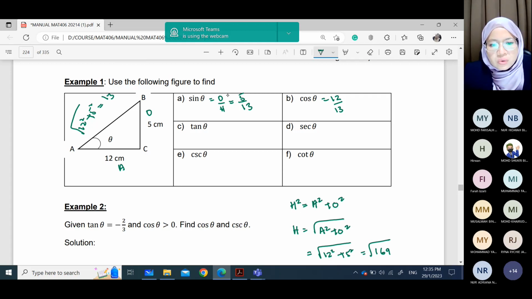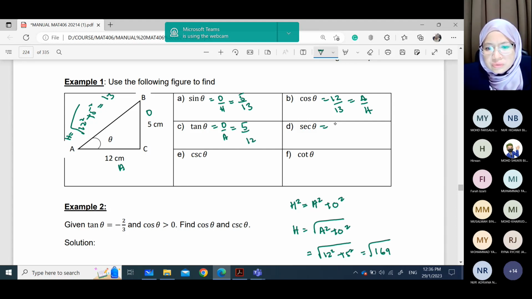Jadi sin theta is O over H. Opposite divided by H. So ini adalah H, 5 over 13. So cosine theta is about adjacent over hypotenuse. Untuk tangent theta, opposite over A. So opposite over A, you ambil je nilai O ni, 5 over 12.